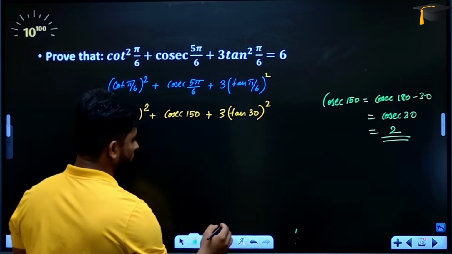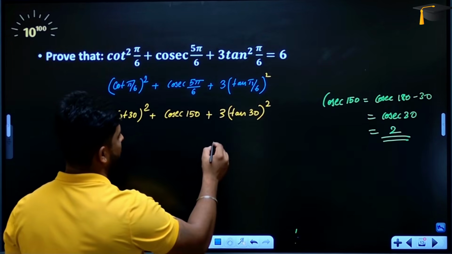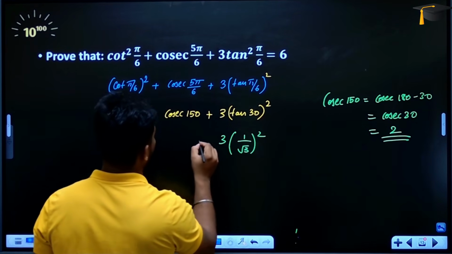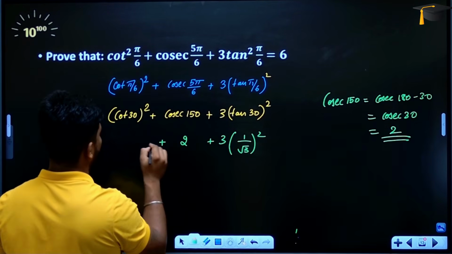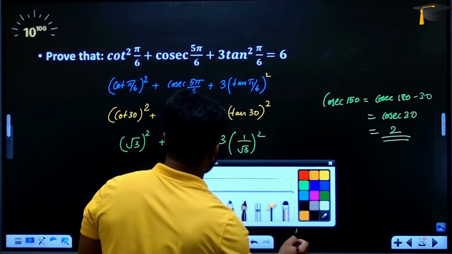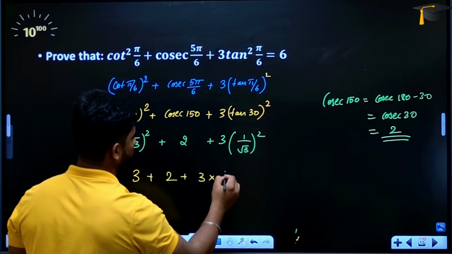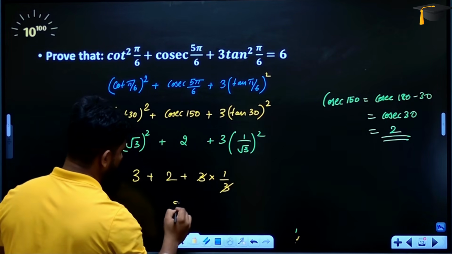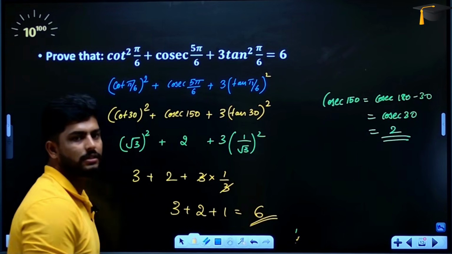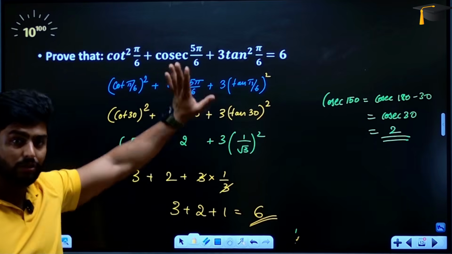Okay, so if you just know tan 30. What is tan 30? 1/√3, right. So 3 into 1/√3 the whole square plus 2 plus this is √3 the whole square, correct? Okay, so √3 the whole square is 3, plus 2 plus 3 into 1/3. So 3 cancels, 3 plus 2 plus 1 is equal to 6. This is what they asked us to prove, right? So getting 6 is enough. Note it, such questions come for 3 marks, kids.